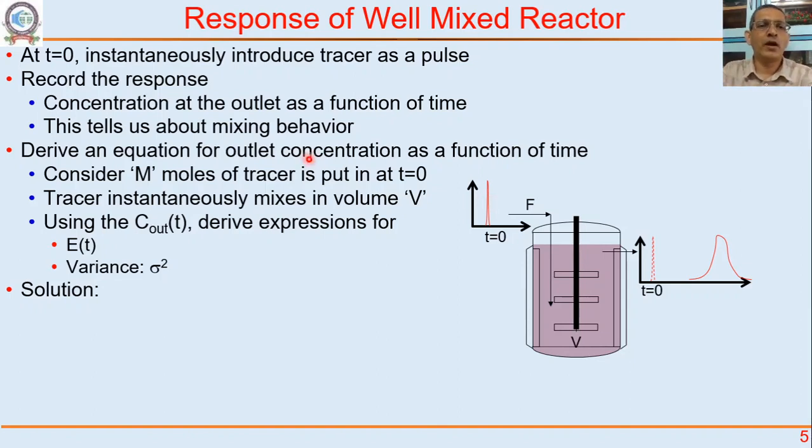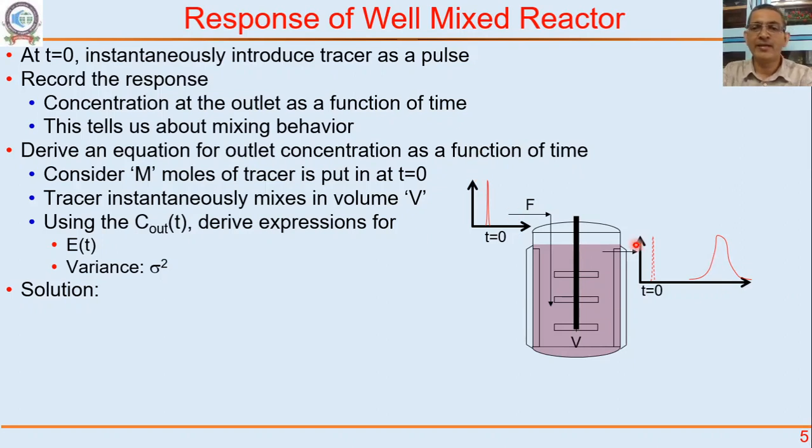We are going to record the response of the detector, that is, measure the concentration of this tracer at the outlet. So we put in this tracer as a pulse at t equal to 0, and as we continue measuring the concentration of the tracer at the outlet, we get a response something like this. It can be like this, it can be something else. We will calculate that. What I would like you to do is derive an equation for the outlet concentration of this tracer as a function of time.